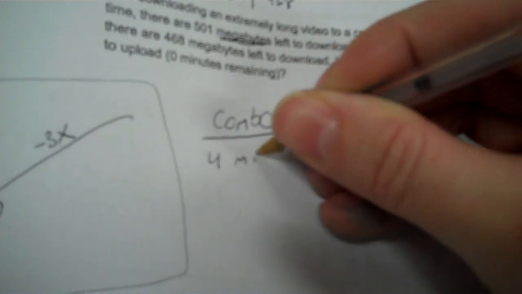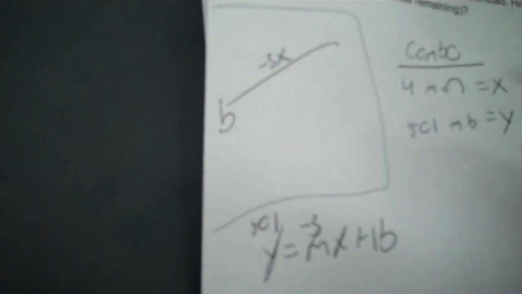So, Y, M, and X get out of here. M is negative 3. And I need to identify the combo, okay? Combination. You need minutes and megabytes, one of each, because that's my X and that's my Y I'm going to use. So 4 minutes, and that's going to be X because that's time, and then 501 megabytes. That's my Y. So 501 is my Y, and then my X is going to be times 4.